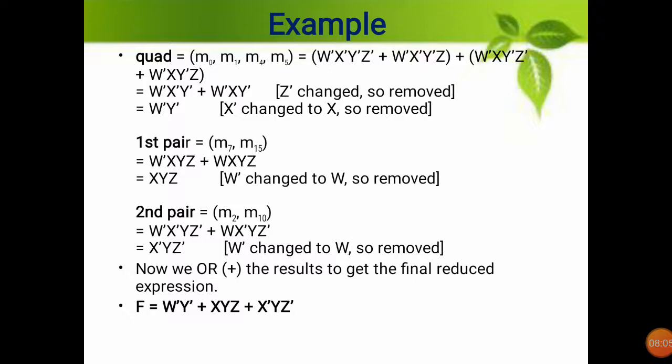Now we OR, means plus, the results to get the final reduced expression. We plus all the min-term expressions of the groups and the final expression F is equal to W complement Y complement plus X Y Z plus X complement Y Z complement. This is the required answer.